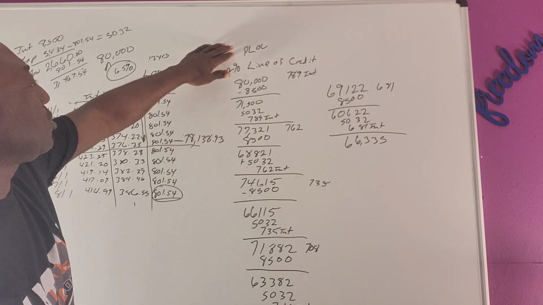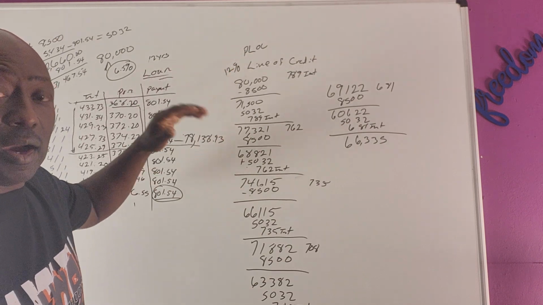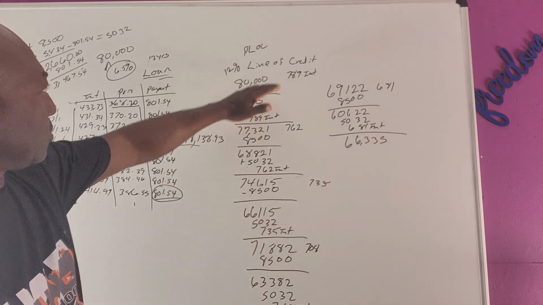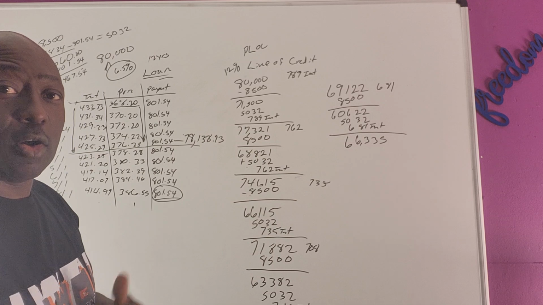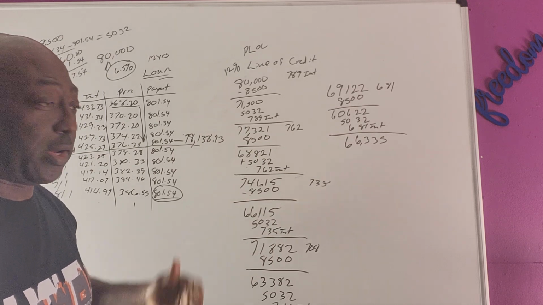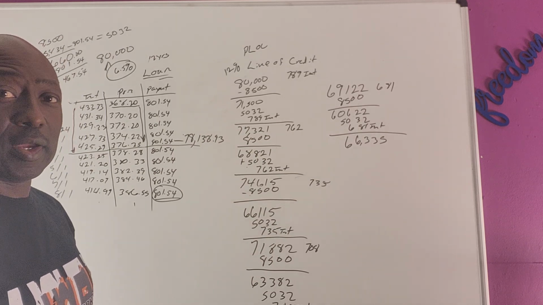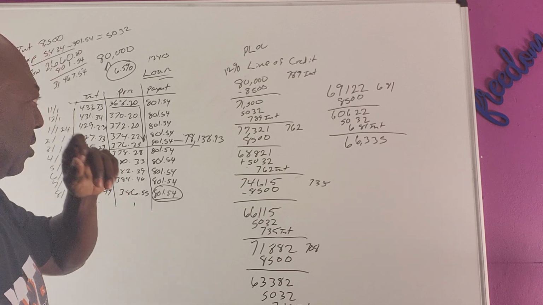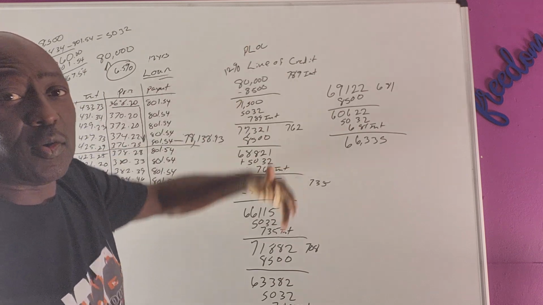Now let's say we have a personal line of credit. There's a difference between a personal line of credit and a credit card. They're both lines of credit, but you can only put so much on a credit card. But a personal line of credit or HELOC, you can put your whole income in there.